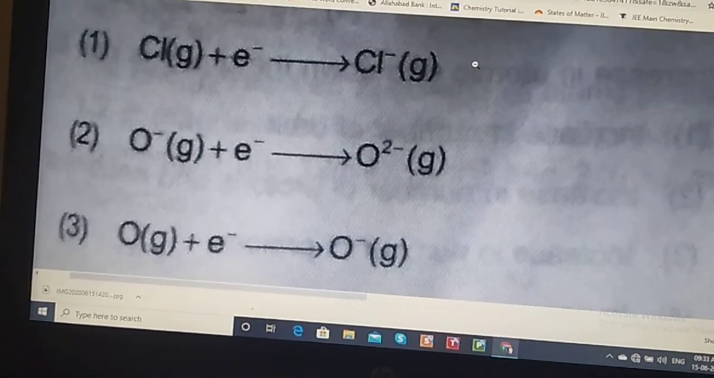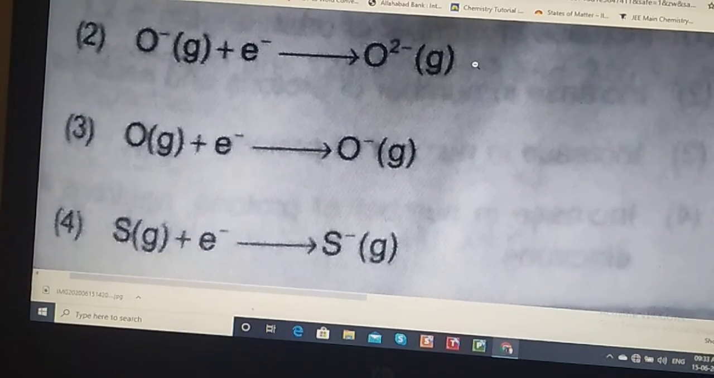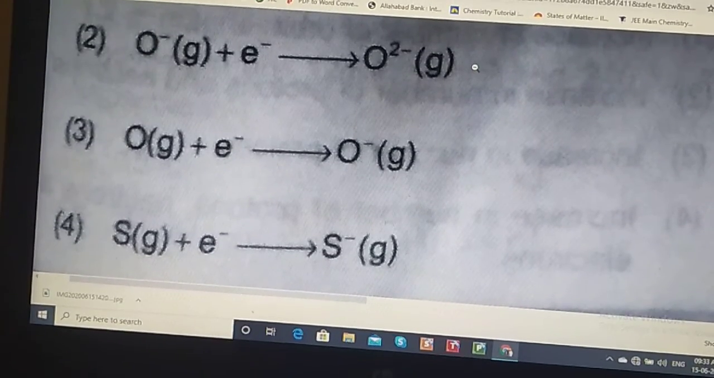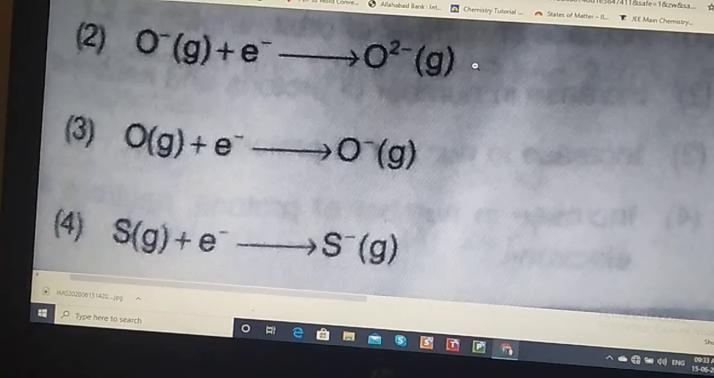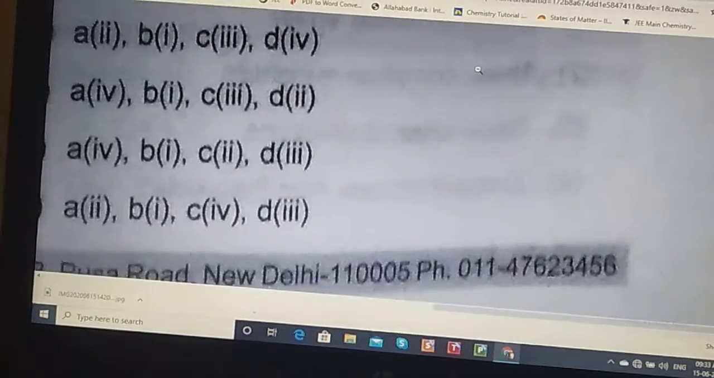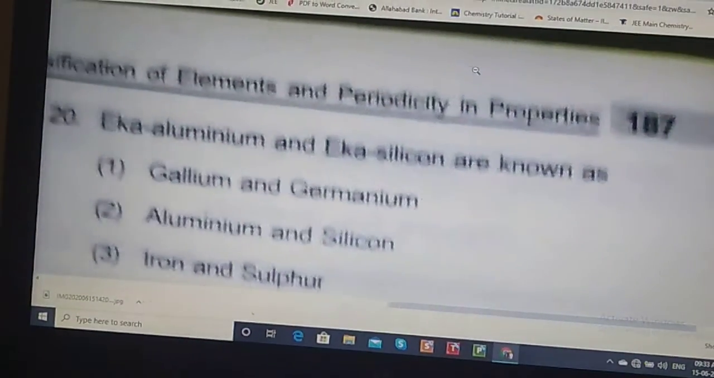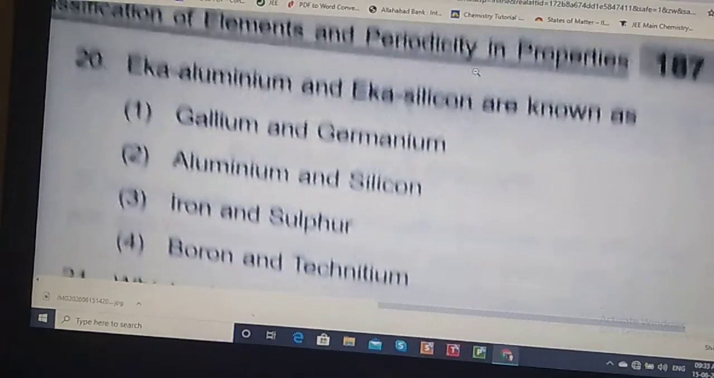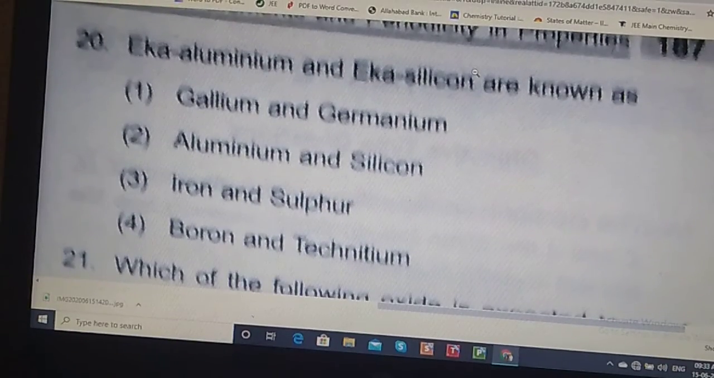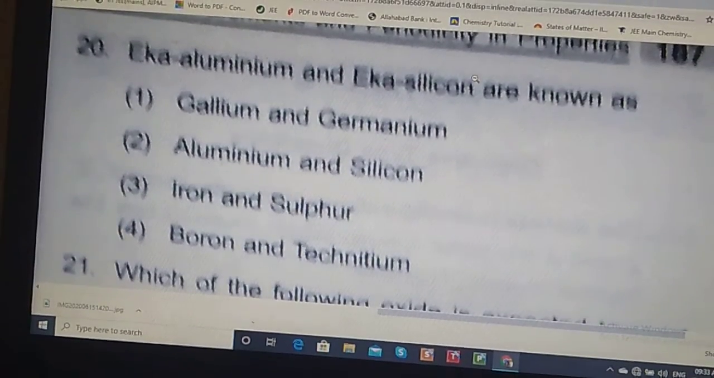Now let us move, student, to the next question, question number 20. What is the question? Read out the question. Here, student, in question number 20, if you check the question, Eka aluminum and Eka silicon are known as Eka aluminum and Eka silicon.